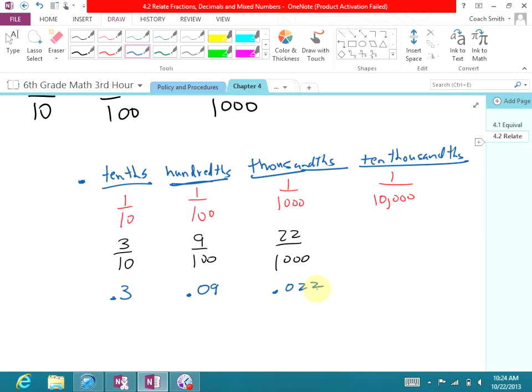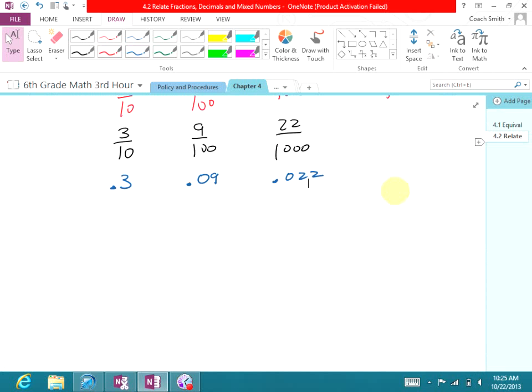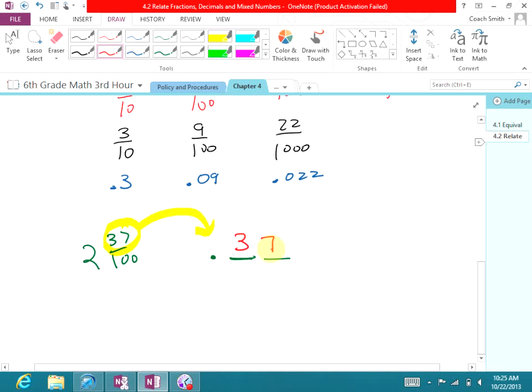Now, let's look at another example that's got more than just one number in it. 2 and 37 over 100. So the hundredths place value is here, second blank. So I've got to take 37 and put it into those blanks, which means I have 0.37. So the fraction is 0.37. The 2 I just bring in front. So it's 2.37.